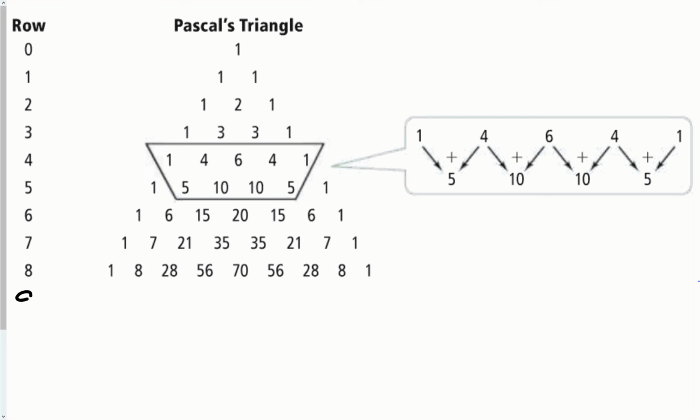If I wanted to make row 9, start with a 1 and I add these two together. Then I add the 28 and the 8. Okay, 36.